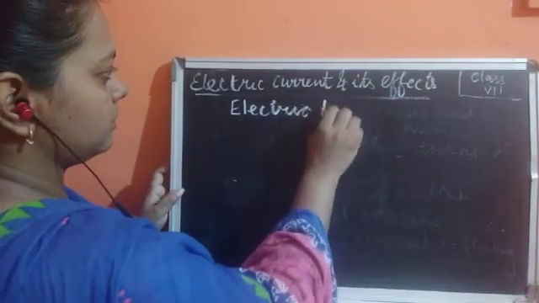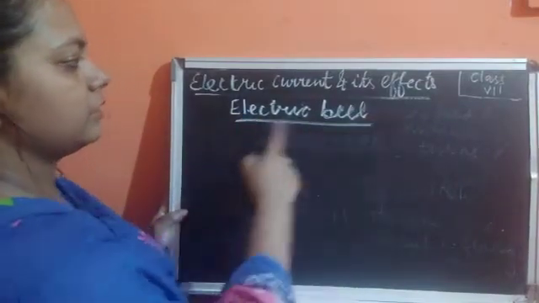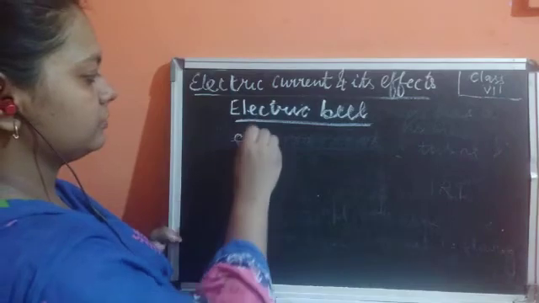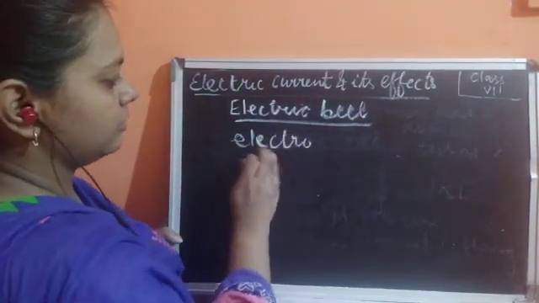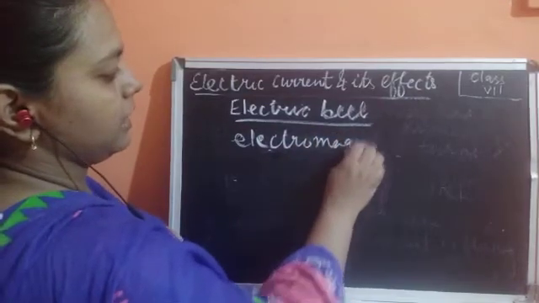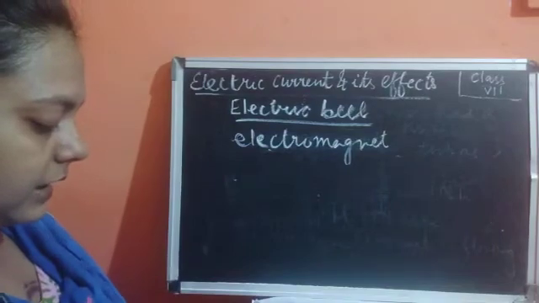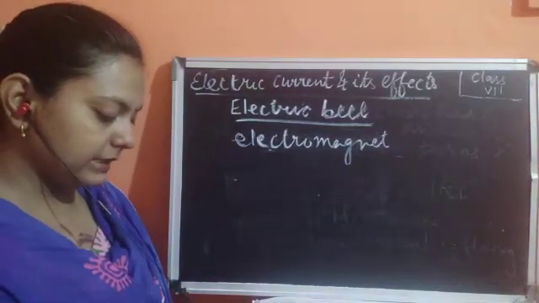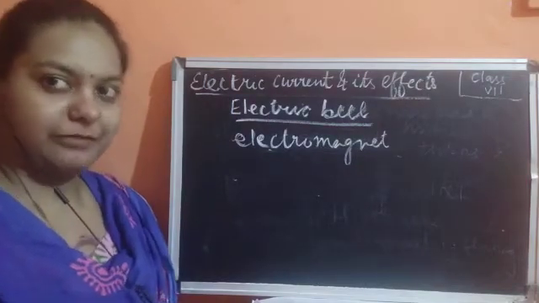Electric bell. Okay, so this is another instrument which is utilizing this electromagnet. This electromagnet is being used in these electric bells. Now we are quite familiar with an electric bell, it has electromagnets inside it. Let us see where this electromagnet is present.